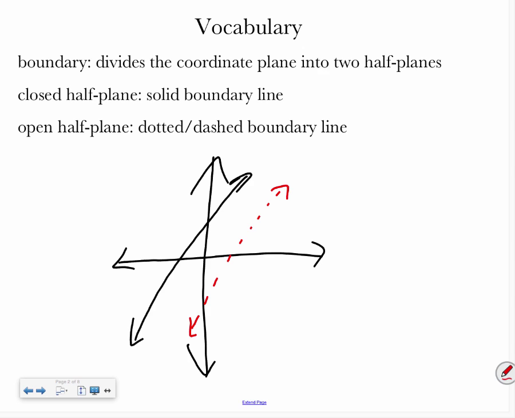So you will have a dotted or an open half plane whenever you have an inequality that is just greater than or less than. You will have the closed half plane if it is greater than or equal to, less than or equal to. So just like with the filled in circles on the number line versus the open circles on the number line, this is how you differentiate in the graph.